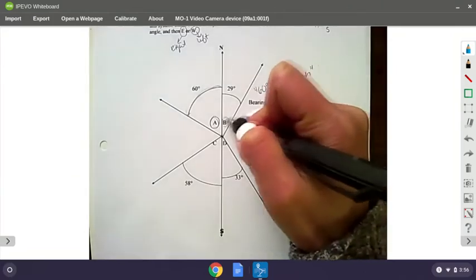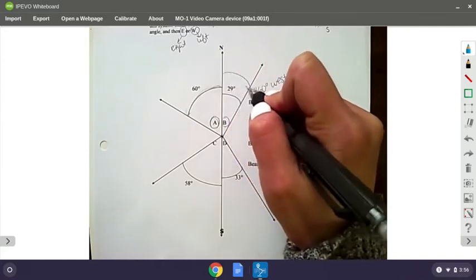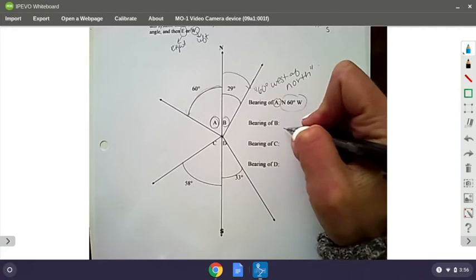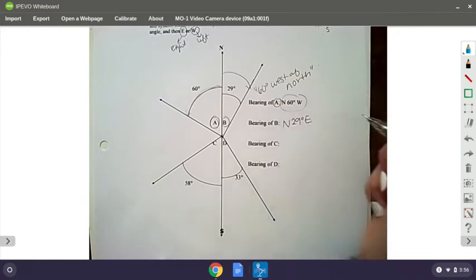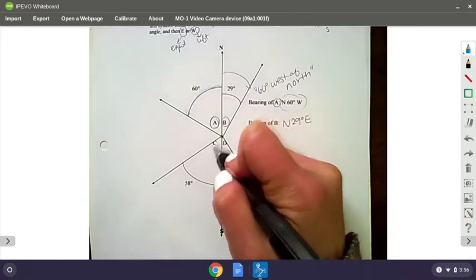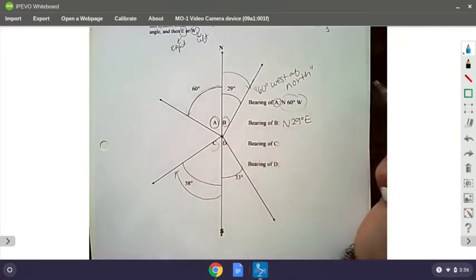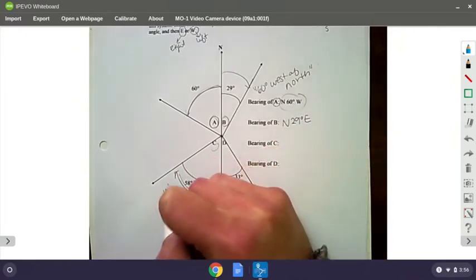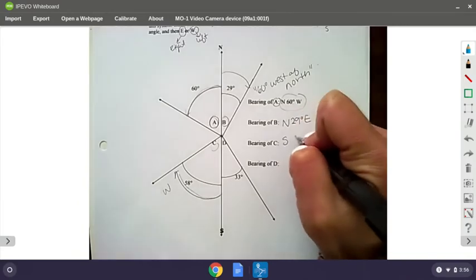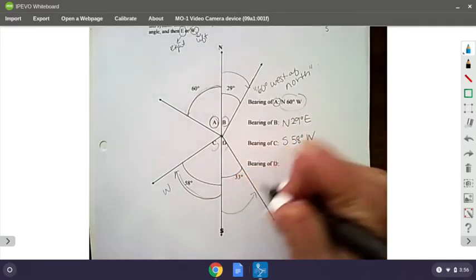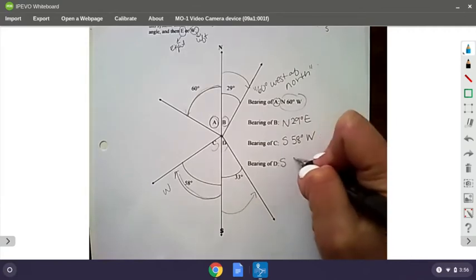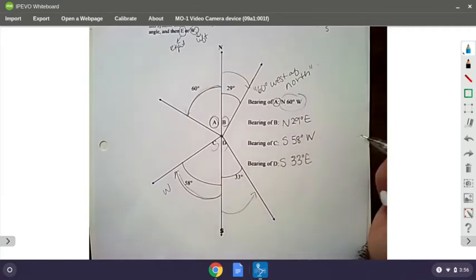So bearing B is 29 degrees to the right of north. So that would be 29 degrees east of north. So you would write that north 29 degrees east. Bearing C down here is coming from the south direction, and it's 58 degrees to the left, which is west. So it's going to be south 58 degrees west, or 58 degrees west of south. Bearing D, this last one here, is to the right of south, which is east. So we would say south 33 degrees east, or 33 degrees east of south.